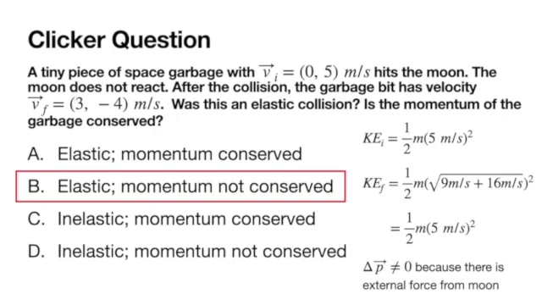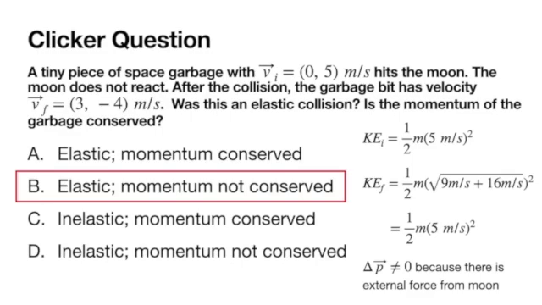So we find that the speed stays the same, even though in the first case it's moving up, and in the second case it's moving down and to the right. The speed at which it's doing so is the same, and so its kinetic energy is the same. So it is elastic. When it hit the moon, it lost no energy. However, momentum is not conserved because there was a net force from the moon, an external force.